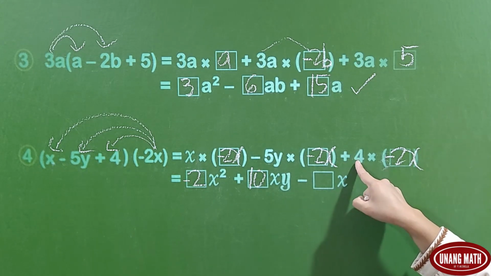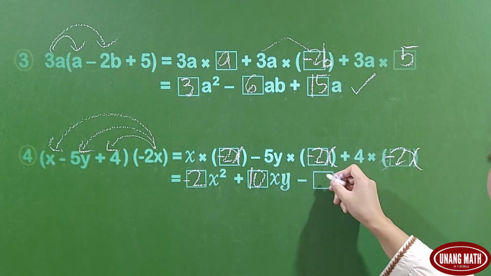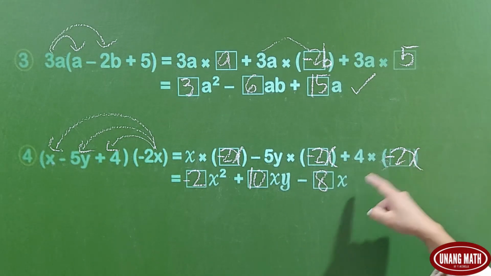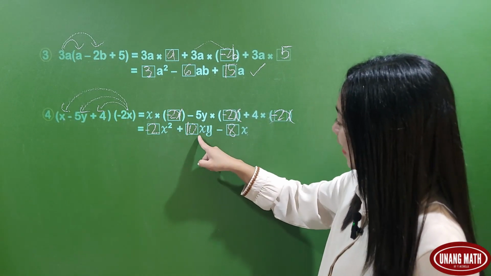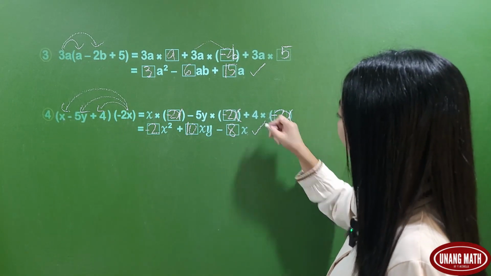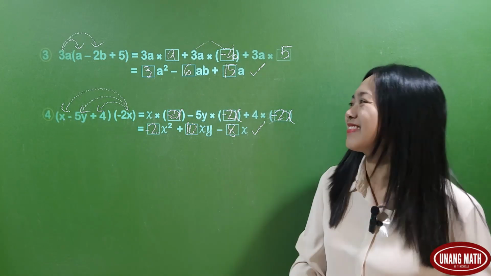Okay, the last one would be 4 times negative 2 is negative 8. So minus 8x, and then copy the variable x. So we have negative 2x squared plus 10xy minus 8x.